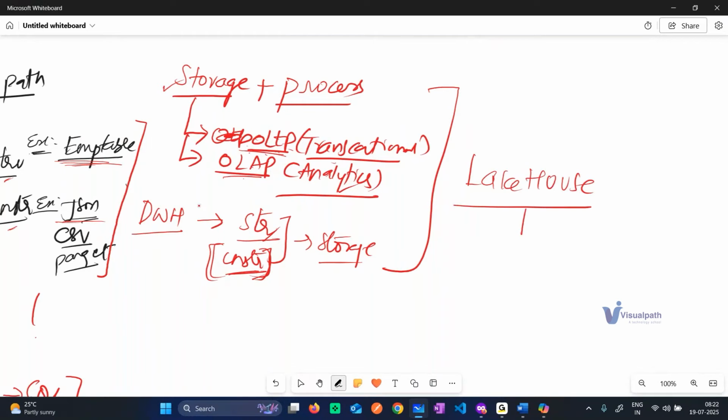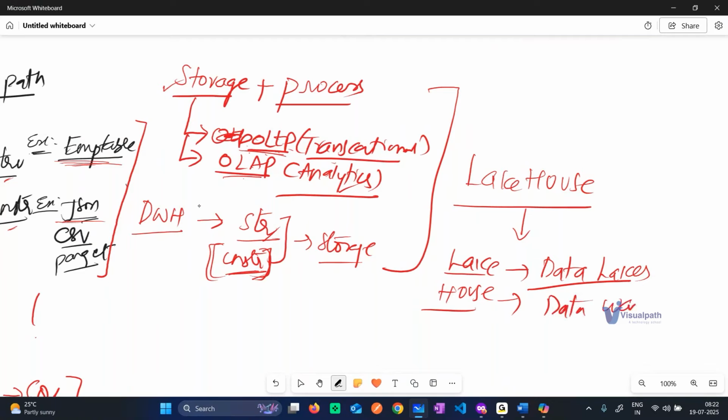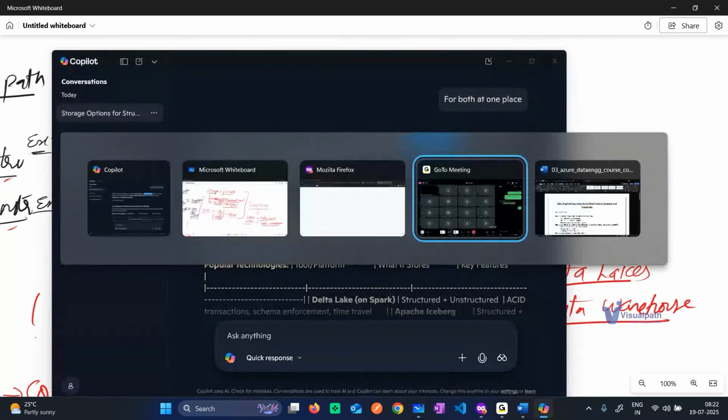Let's break it down into two parts, lake and house. This lake is nothing but your storage, which is referred to as data lakes, and house refers to data warehouse. Am I good with all of you? Participants, am I good now?